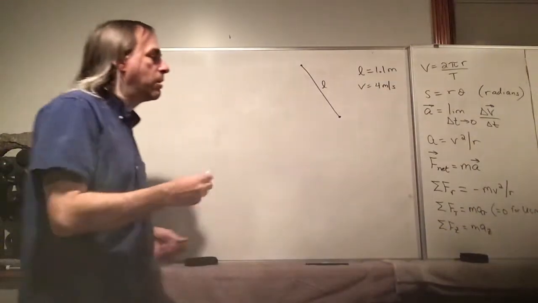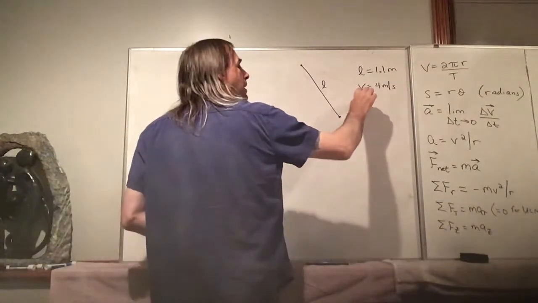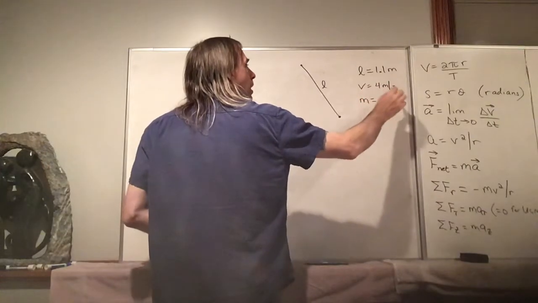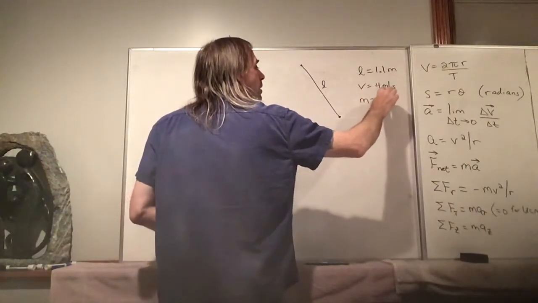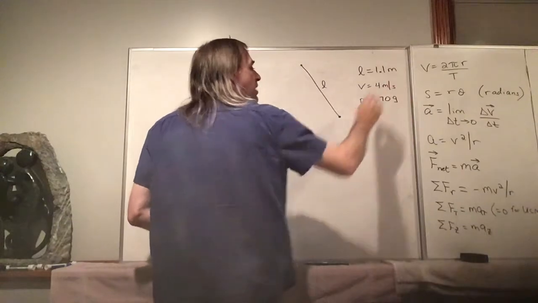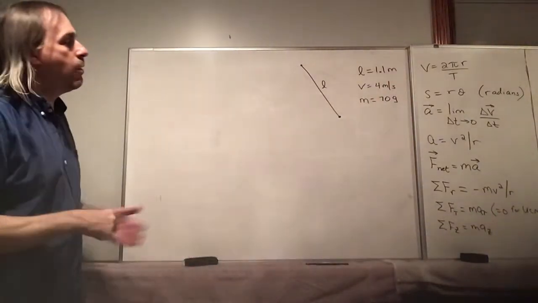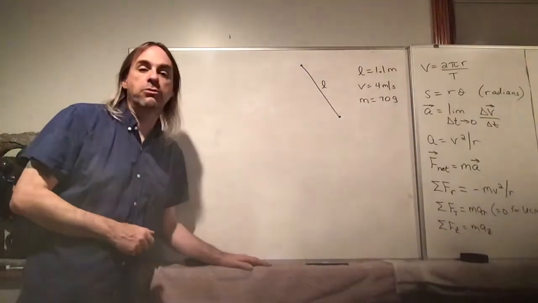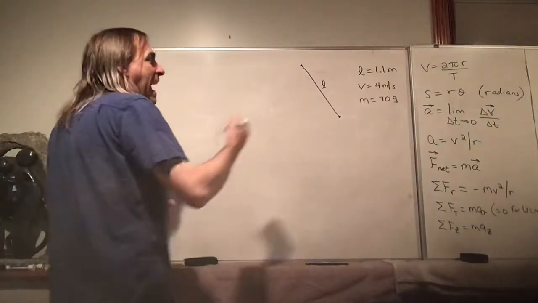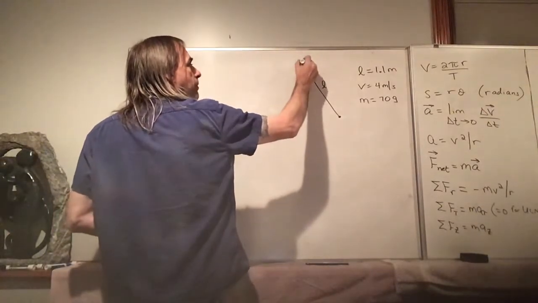So we want to know a couple things. Let's give it a mass of, say, 70 grams. So what I want to know is the tension in the string and also the angle of the string.